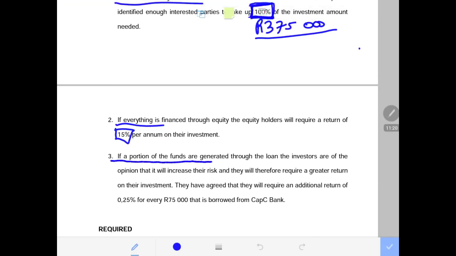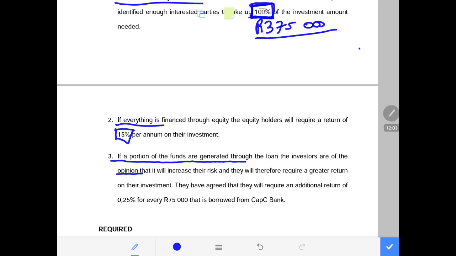If a portion of the funds are generated through the loan, the investors are of the opinion that it will increase their risk and they will therefore require a greater return on their investment. So now, meaning if the amount of 375 is not fully funded by the issue of shares, these investors are of the view that the risk will be increased. And in financial management, we say the higher the risk, the higher the return.